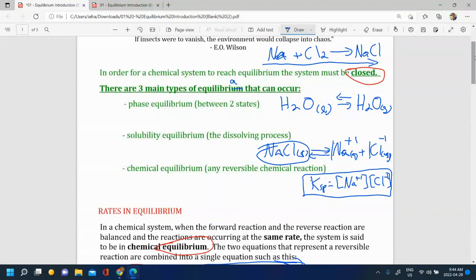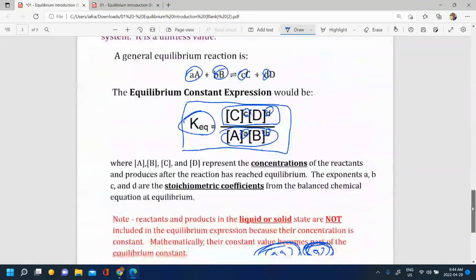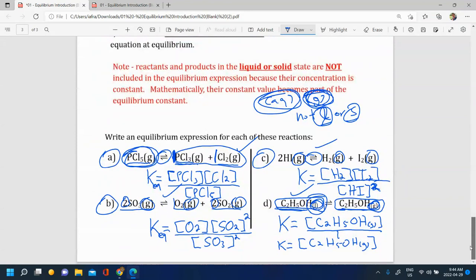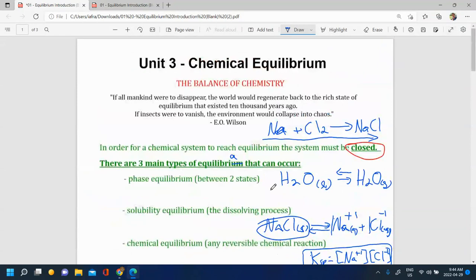So in this video, we did examples of various equilibria. We saw chemical, we saw solubility, and we saw phase equilibria. We wrote some equilibrium constants, and we saw the rules for how to write them. In the next video, we'll do some more examples together.